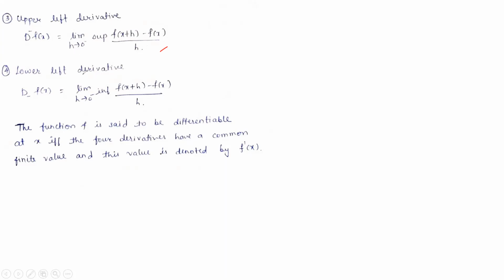And if the values of all these four derivatives, the upper right derivative, lower right derivative, upper left derivative and lower left derivative, are equal, then we say that the function f is differentiable at x if and only if the four derivatives have a common finite value, and this value is denoted by f dash of x.